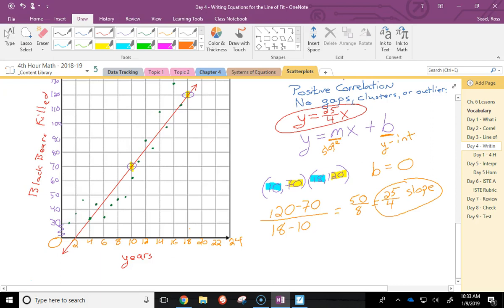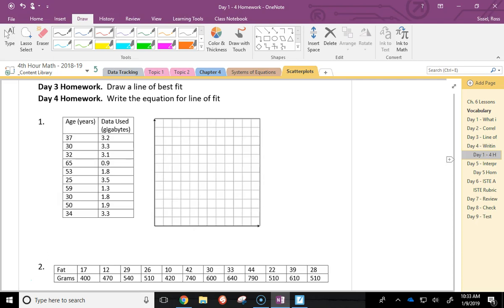Your homework assignment for tomorrow. Oh, we're almost out of time. Your homework is 1, 2, and 3. You have to write the equation based off your line of fit.